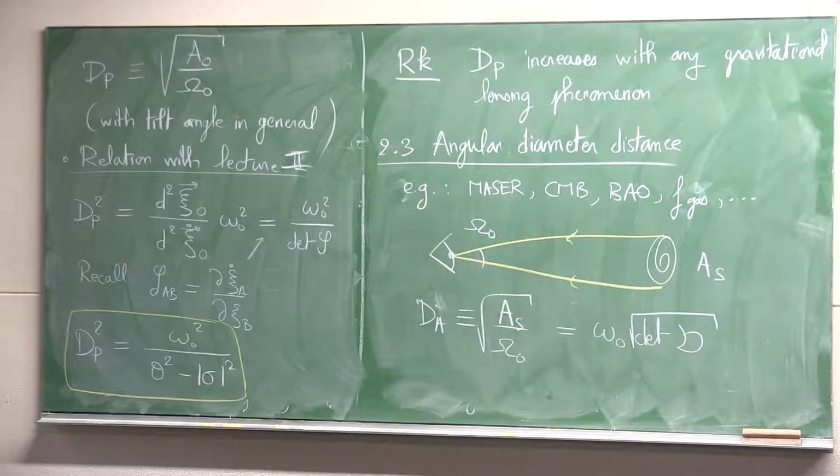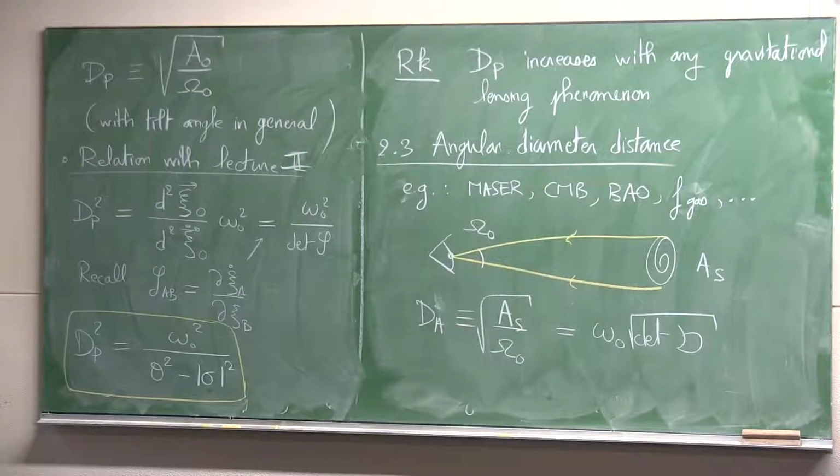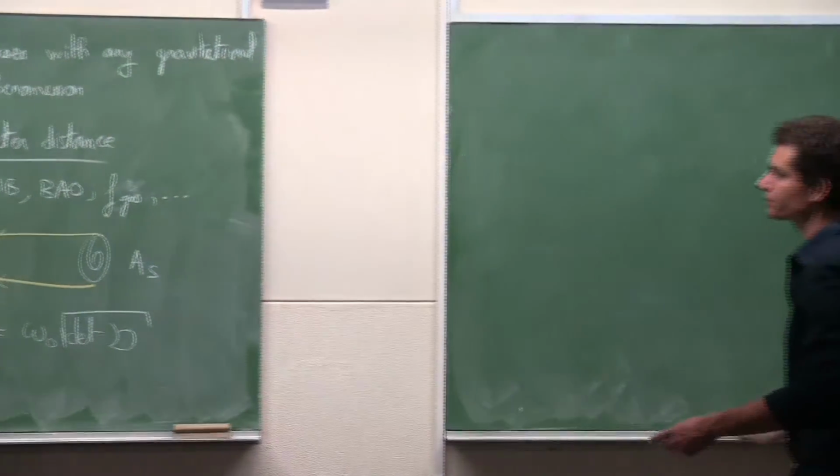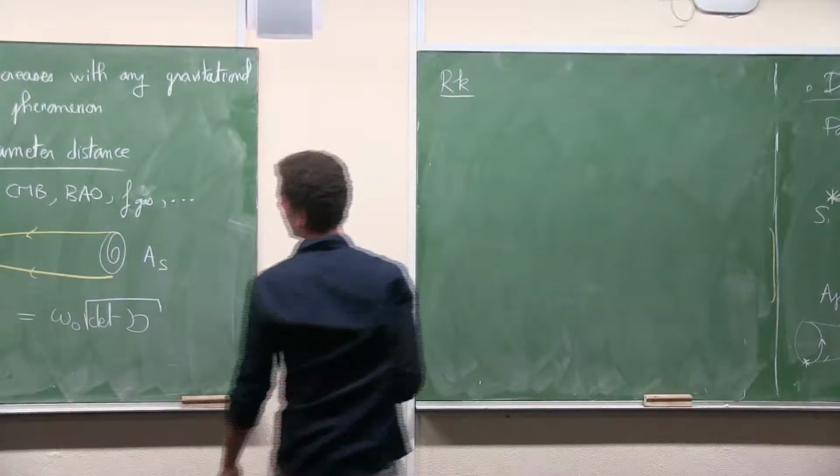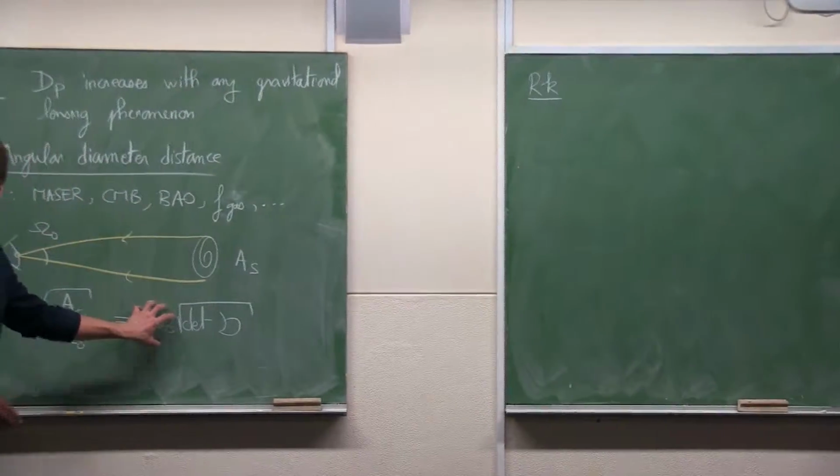But besides that, what I wanted to mention is the effect of geometrical aberrations. It's one of the reasons why I kept this omega 0 all the time.